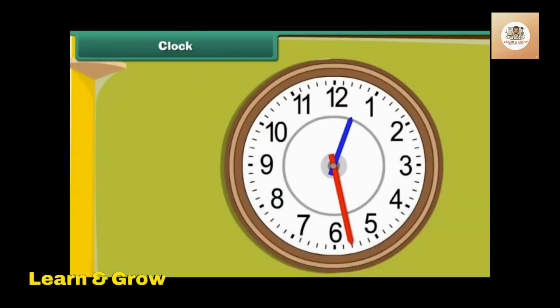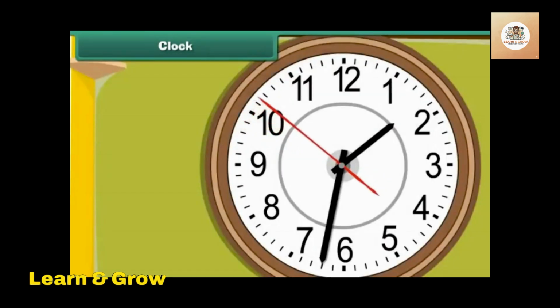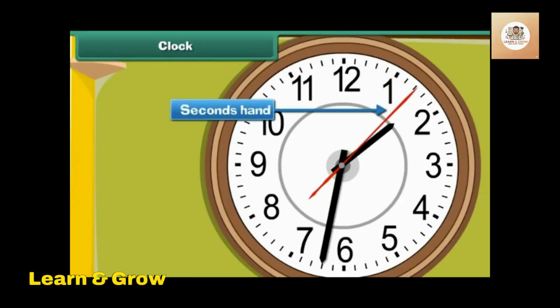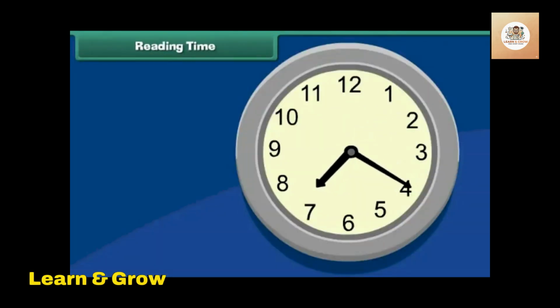The clock has two hands. The longer hand is called the minute hand. It indicates time in minutes. The shorter hand is called the hour hand, and it indicates time in hours. Some clocks have a third hand. It is the thinnest and the longest hand in the clock. It is called the seconds hand. It indicates time in seconds.